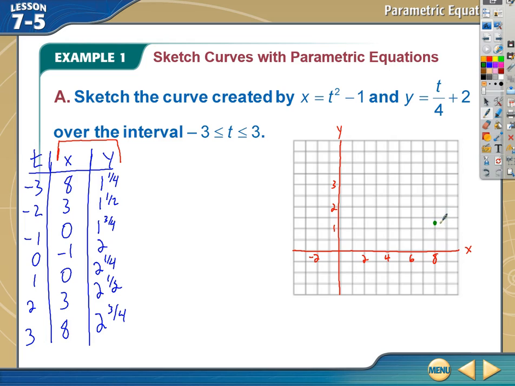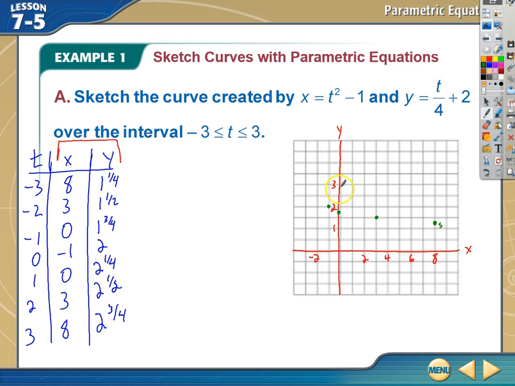And I want to label that, that's my starting point. So I'm going to put an S by it. Because in parametrics, where I start matters. Next one's at (3, 1 1/2). So (3, 1 1/2). Then (0, 1 3/4). Then (-1, 2). And then it goes (0, 2 1/4).